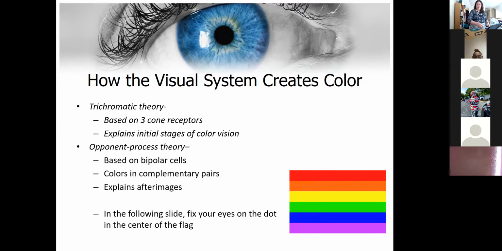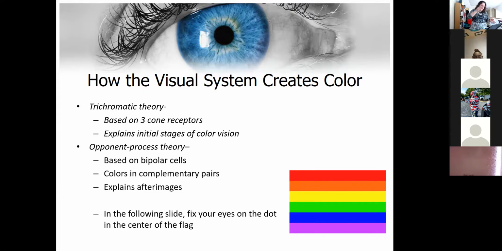So there's also what's called opponent process theory. Opponent process theory is based on bipolar cells, and it explains the processes there and beyond. So they say that the colors are in complementary pairs. So like red and green would be a complementary pair.